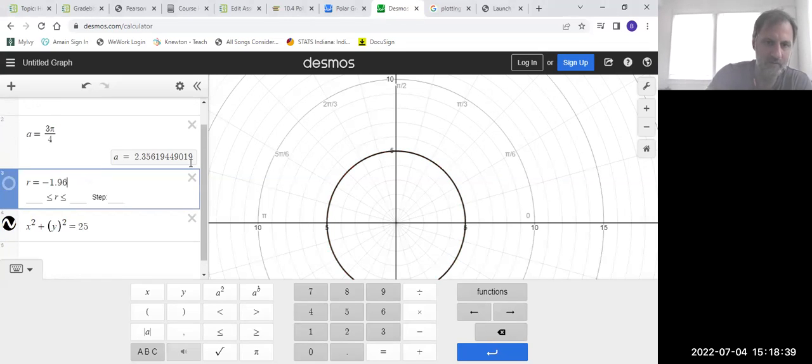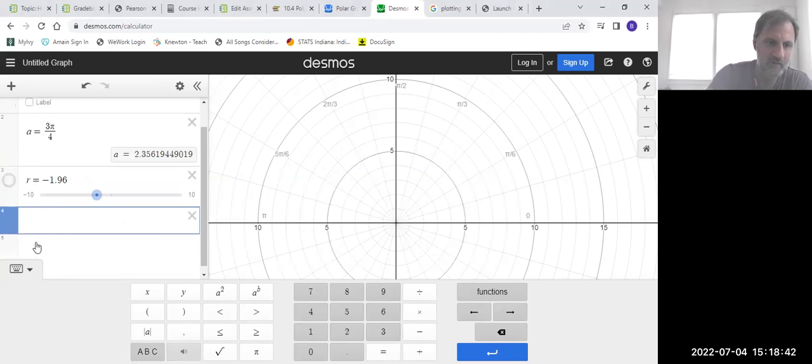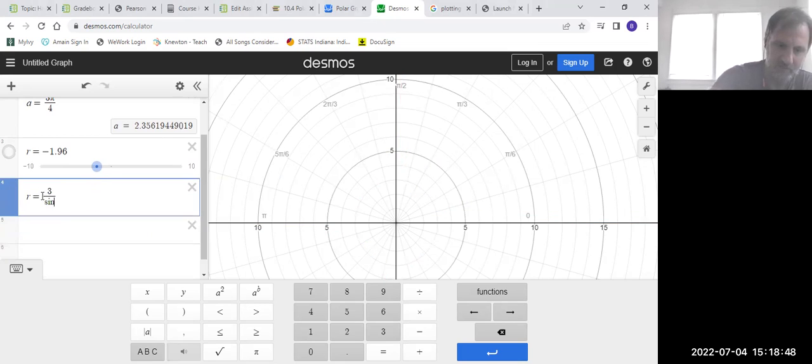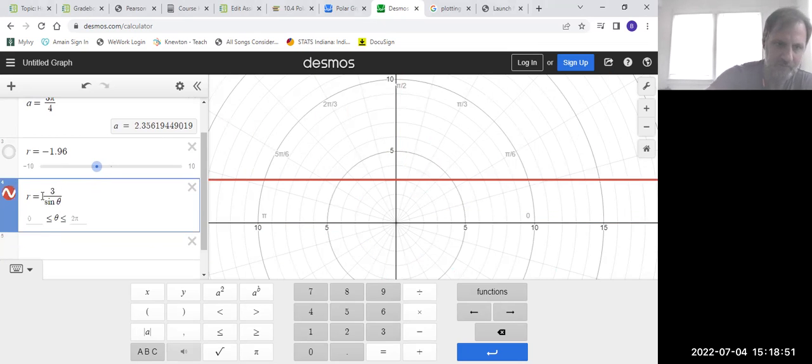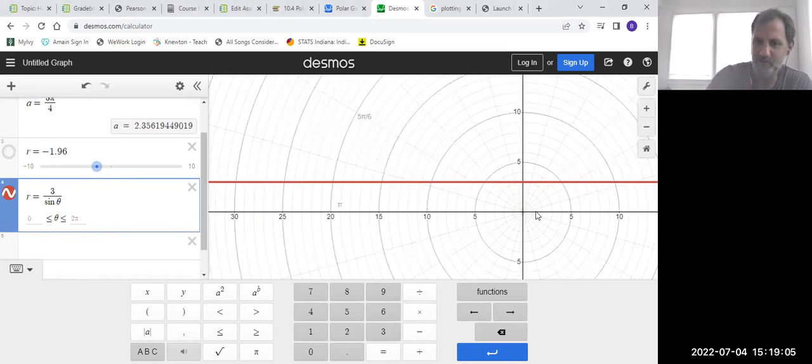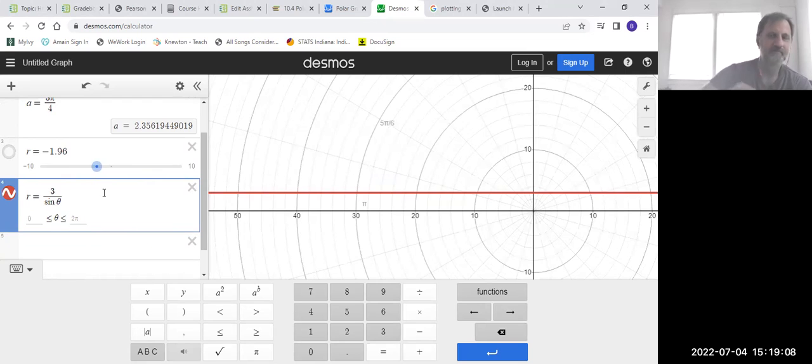So I'm going to get rid of these two. So r equals 3 divided by sine theta. And there it is. So horizontal line, straight across. It's kind of amazing. Very simple representation, unlike the other line that we had that was kind of messy, and also an interesting application of cosecant.